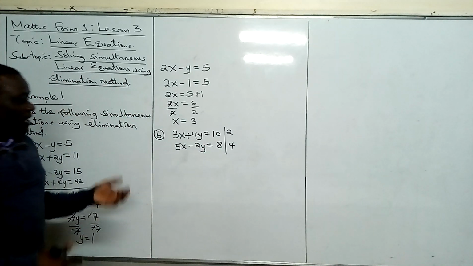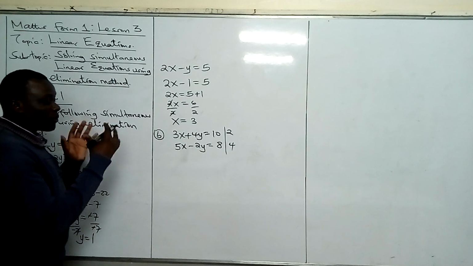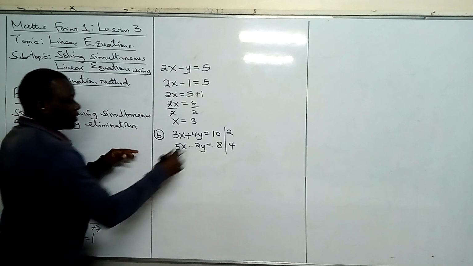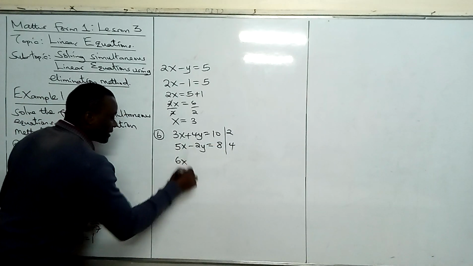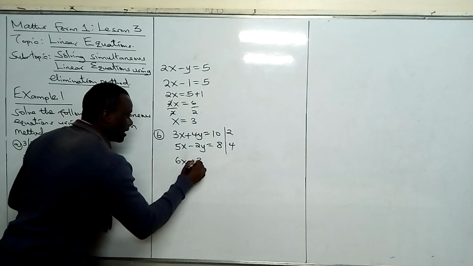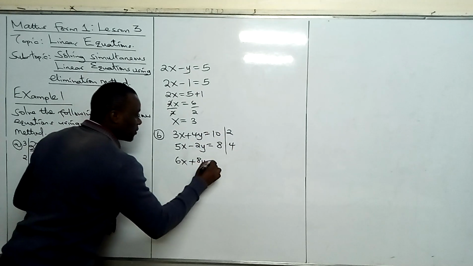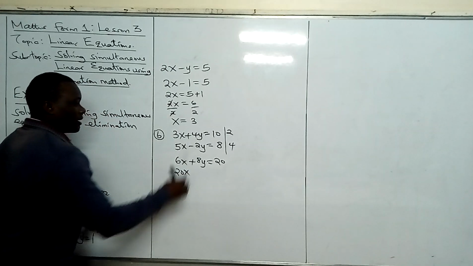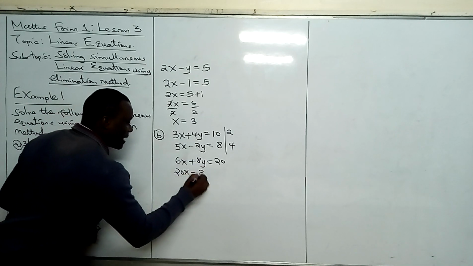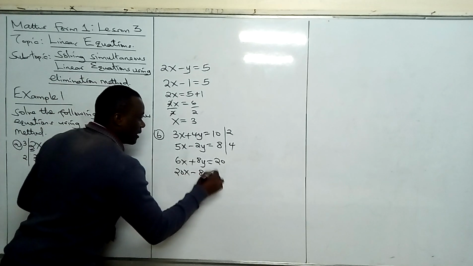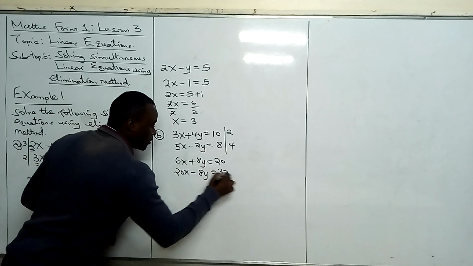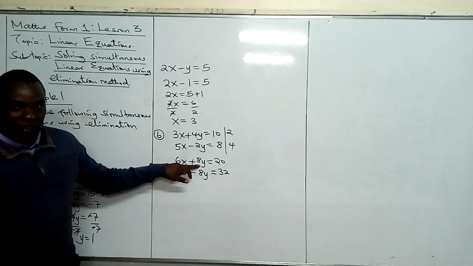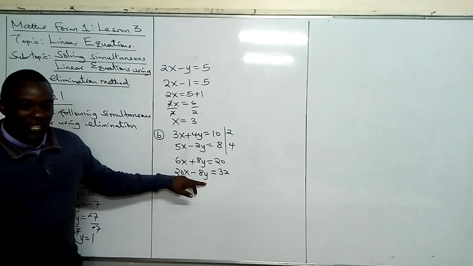So let's multiply the first equation by 2 and see whether we are going to obtain coefficients of y that are equal. So 3 times 2 will give us 6x. 4 times 2 will give us 8, that's 8y. 10 times 2 will give us 20. 4 times 5 gives us 20x. 2 times 4 will give us minus 8y. Then 8 times 4 is 32. If you look at the coefficient of y in the first equation, it is 8. The coefficient of y in the second equation is also 8.